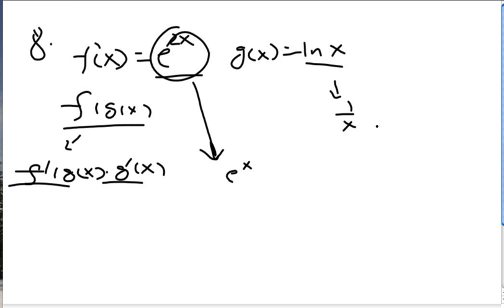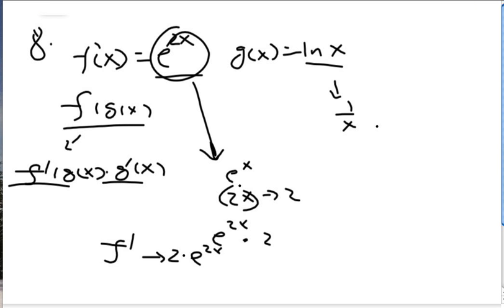And how do we do this? The outer function is e to the x, and the inner function is 2x. So we put e to the 2x times the derivative of the inside, which is 2, which gives me 2 times e to the 2x. This is f prime. That is g prime. Looks disgusting. Okay, here we go.